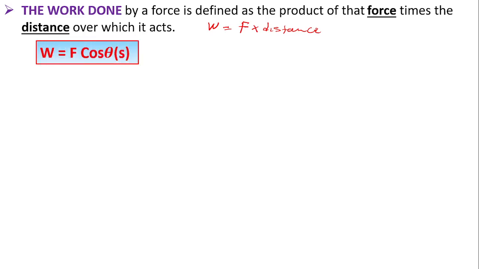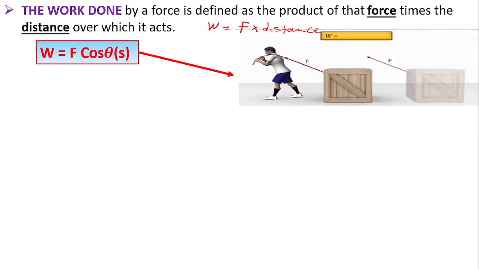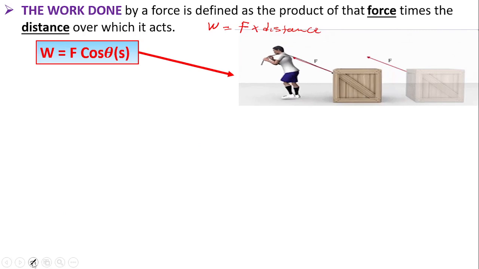So work done can simply be written as W equals F cos theta times S, where S is the displacement or the distance. So that's the basic formula for work done. Work can only be done when there is a distance that has been covered by the object on which the force has acted. This can be represented by that animation. So work done is equal to the force times the distance.